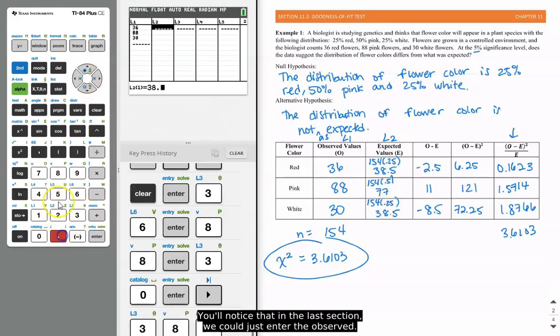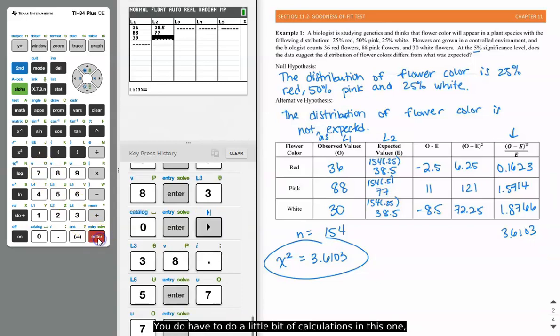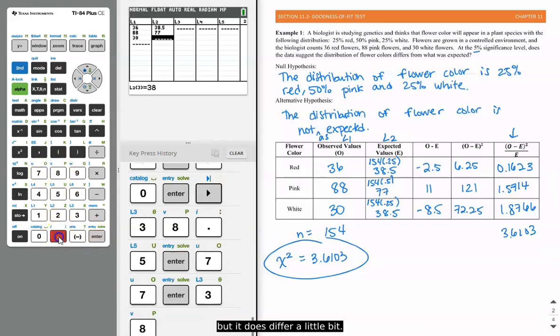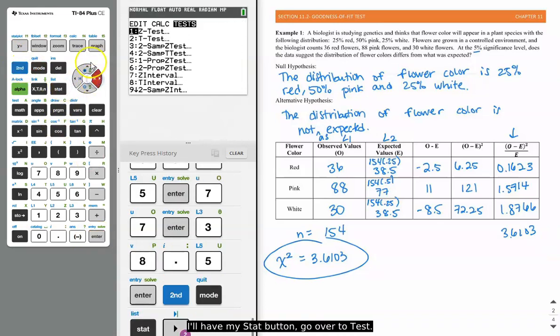And then in the corresponding L2, the expected. And you'll notice that in the last section, we could just enter the observed. In this section, you do have to calculate the expected and then enter those. So you do have to do a little bit of calculations in this one. That does differ a little bit. And the way that the data is set up, the last one was a matrix. This is not quite a matrix, right? So we'll quit out of there. I'll hit my stat button, go over to tests. I'm going to go up to the goodness of fit test.